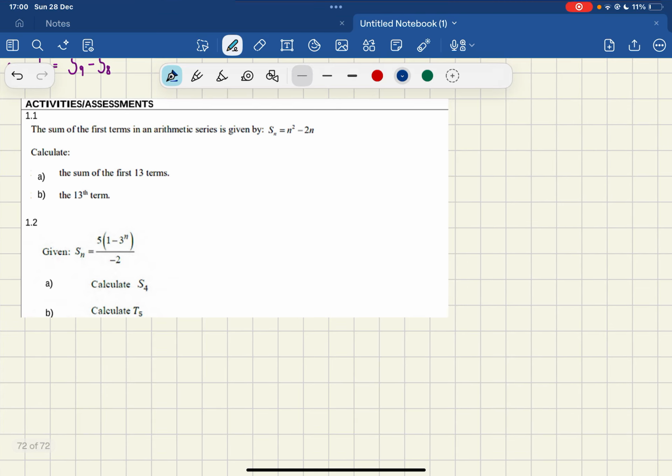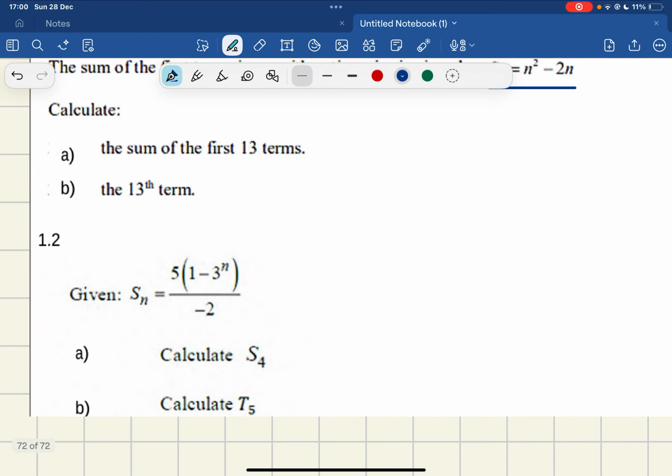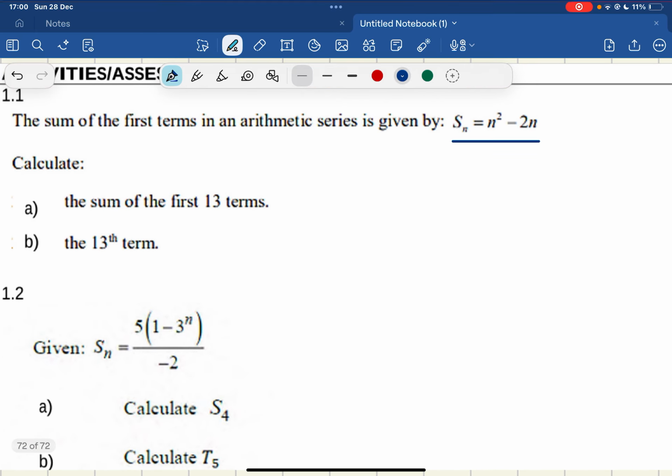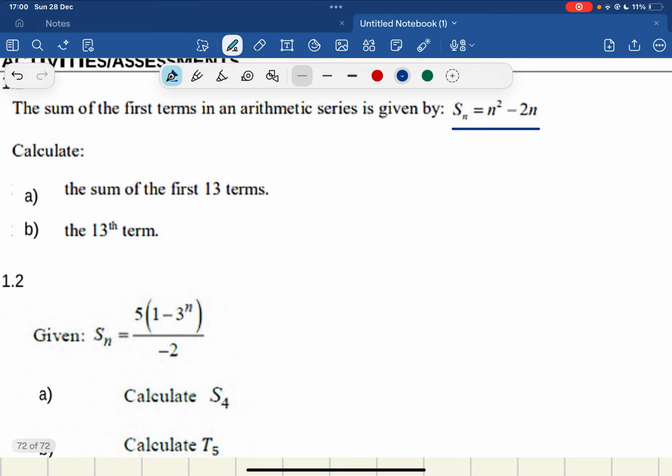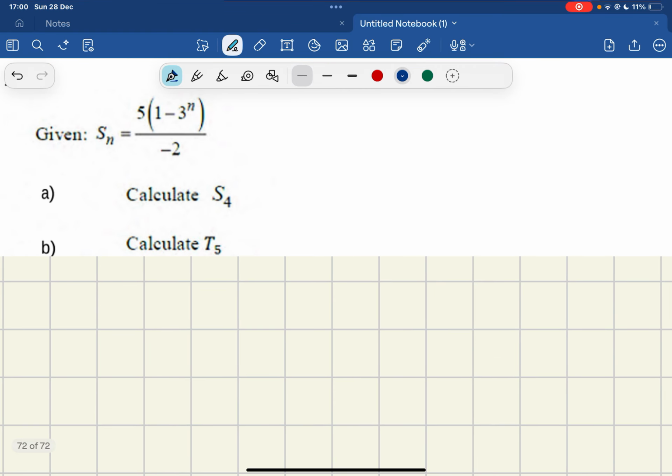Question 1.1 tells us that the sum of the first n terms of an arithmetic series is given by Sn is equal to n squared minus 2n. It says, calculate the sum of the first 13 terms. We're given the sum formula, so they want us to calculate the sum of the first 13 terms, where n is equal to 13.